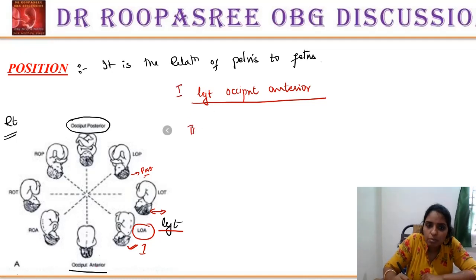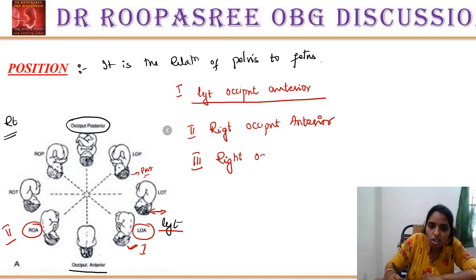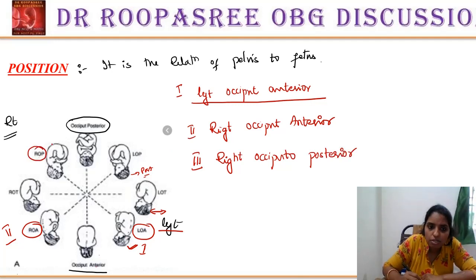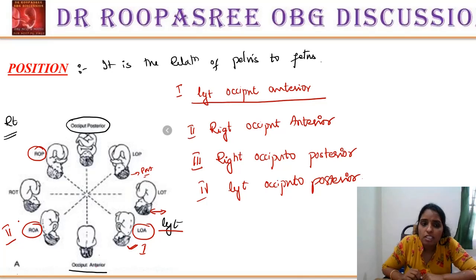First position. Second position is right occipito anterior. This is the second position. And the third is right occipito posterior. See this, it is a right occipito posterior. And the last is left occipito posterior. So they'll be asking, what is the most common position of the fetus?